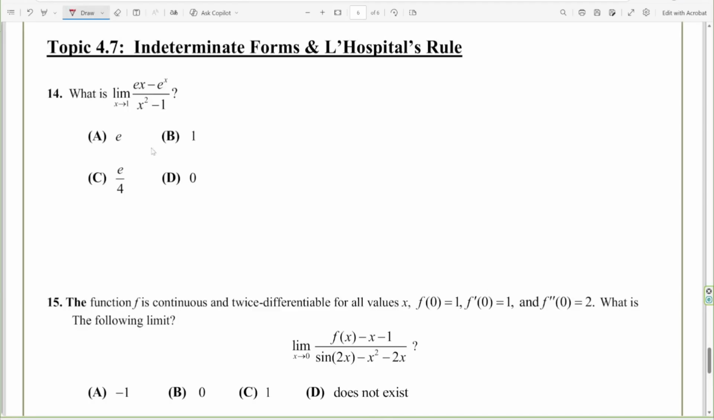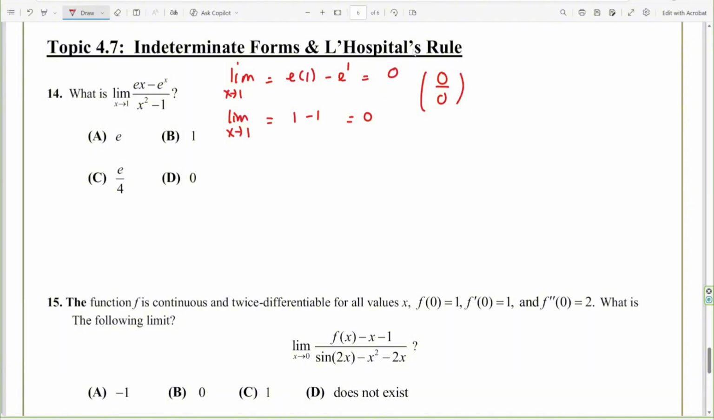Now let's move on to question 14. We need to find the limit of this one, right? So we need to find the limit of the numerator first when s approaches 1. It's going to be e times 1 minus e to the first, right? So it could be 0. Now the bottom limit when s approaches 1 equals 1 minus 1 equals 0. So you have the indeterminate form 0 over 0.